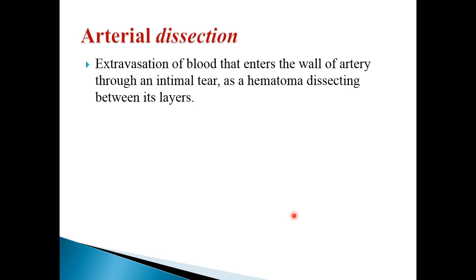So again, arterial dissection is an extravasation of blood that enters the wall of the artery through an intimal tear, as a hematoma dissecting between its layers. Often, but not always, this dissection is aneurysmal, meaning that the wall of the artery is originally, in many cases, dilated and abnormal.